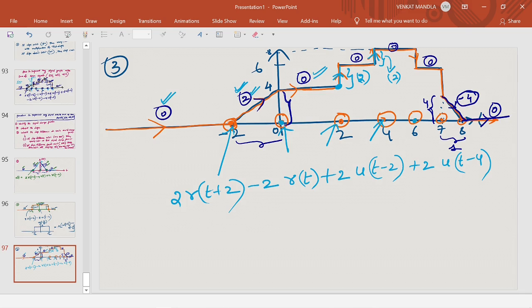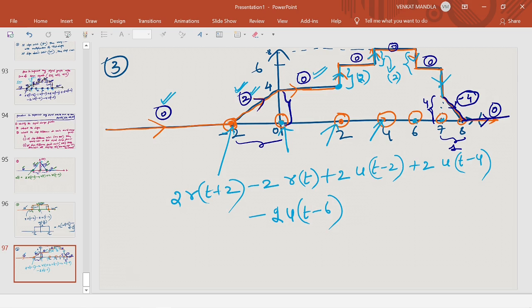Next t equal to 6. At t equal to 6 also the slope difference is 0, but this is decreased. How many units? 8 to 6. 2 units decreased. So that is minus 2 times u of t minus 6, at t equal to 6. And at t equal to 7, this is important. At t equal to 7, we have a decreasing step. Okay, first write the decreasing step.